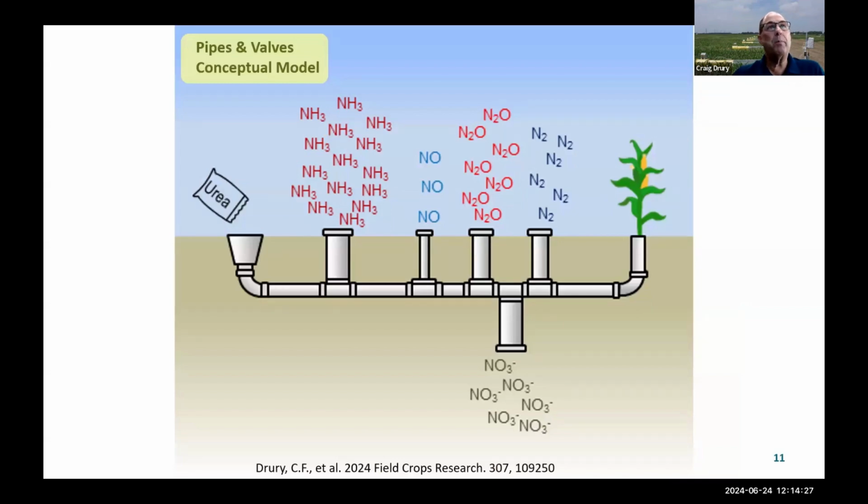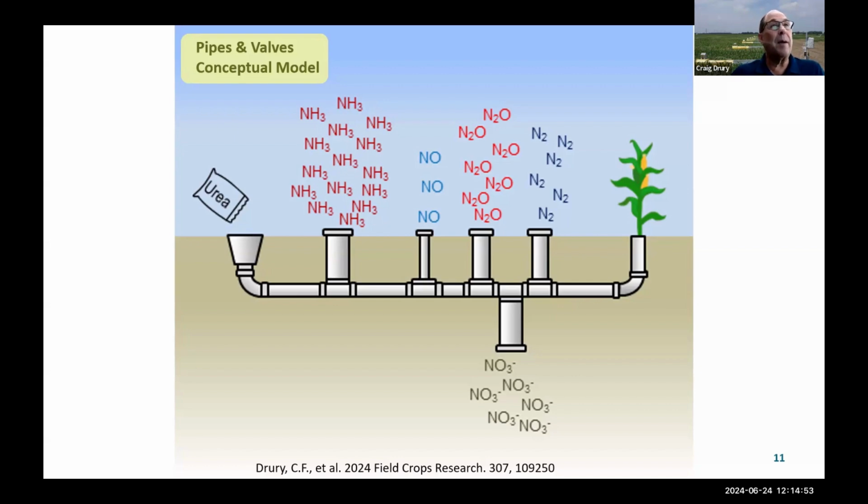Another way we've come up with to try to describe this whole process in a more stylized or conceptual model approach is looking at the whole fertilizer transformation as a pipe and valves. So this is just the pipe part of it. At the left, you can see we're adding fertilizer. In this example it was urea.